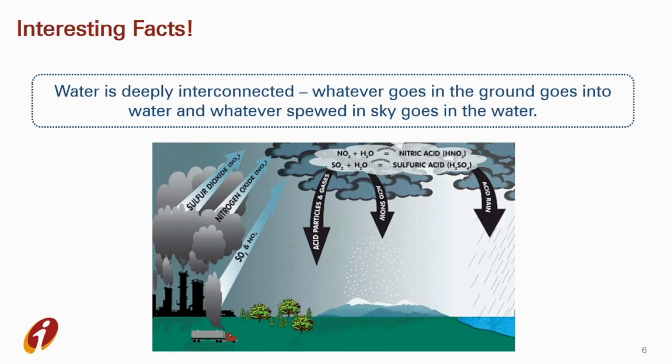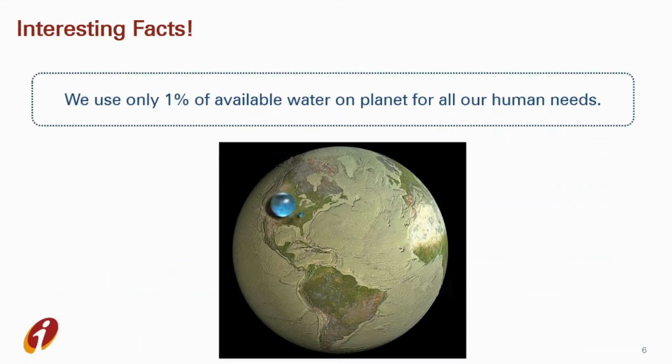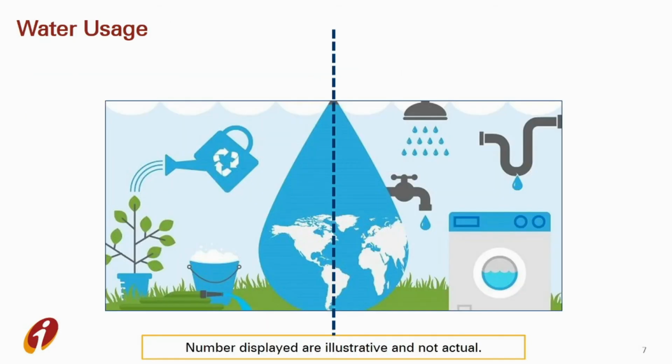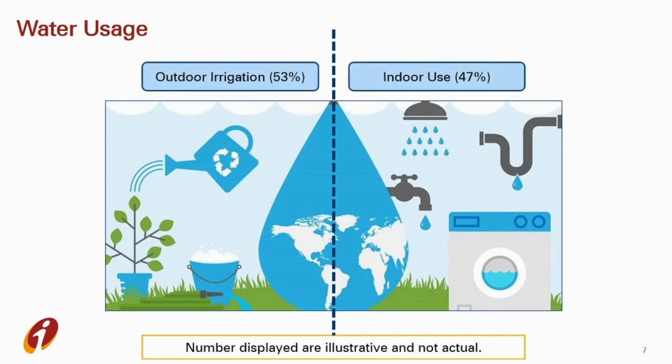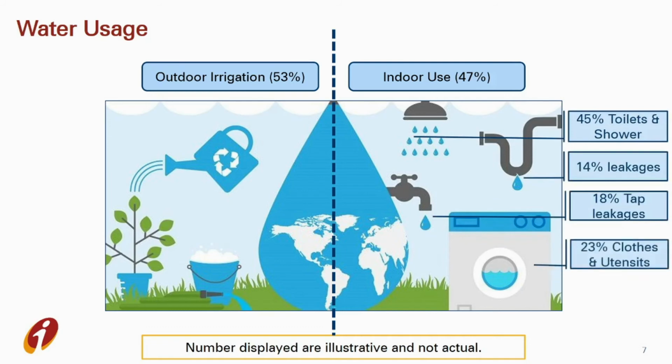And the most interesting fact is that we are only using 1% of available water on the planet for all our human needs. Where do we use this 1% of resource available? Well, it is used for outdoor irrigation or indoor usage like bathing, cleaning, etc. However, what is concerning is the wastage that happens due to leakages.